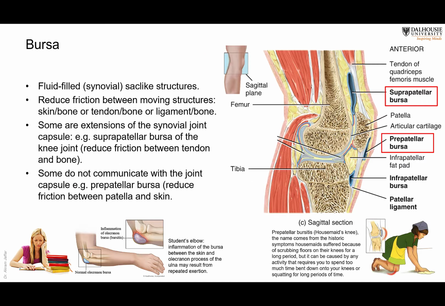Then we have another term which is related to a joint, which is called bursa. A bursa is like a pillow that is filled with synovial fluid. So it's a pillow of synovial sheath filled with fluid. And usually it is located whenever there is friction between tendon and bone, or bone and skin, to reduce the friction. And some of these bursae communicate with the cavity of the joint.